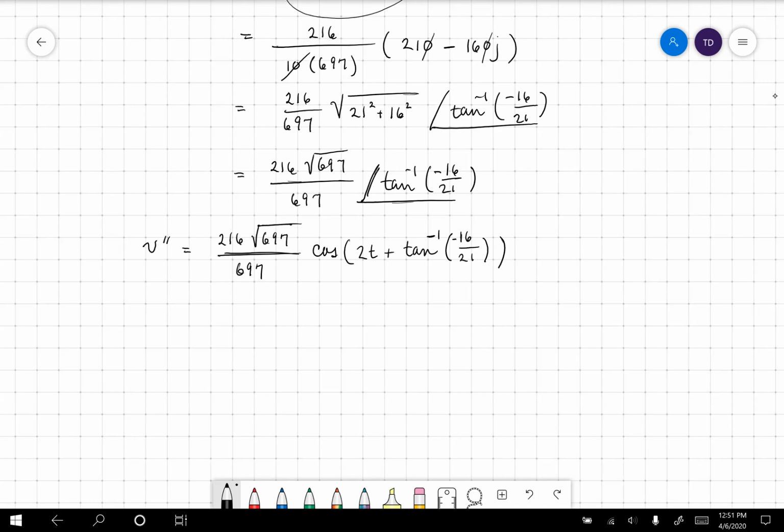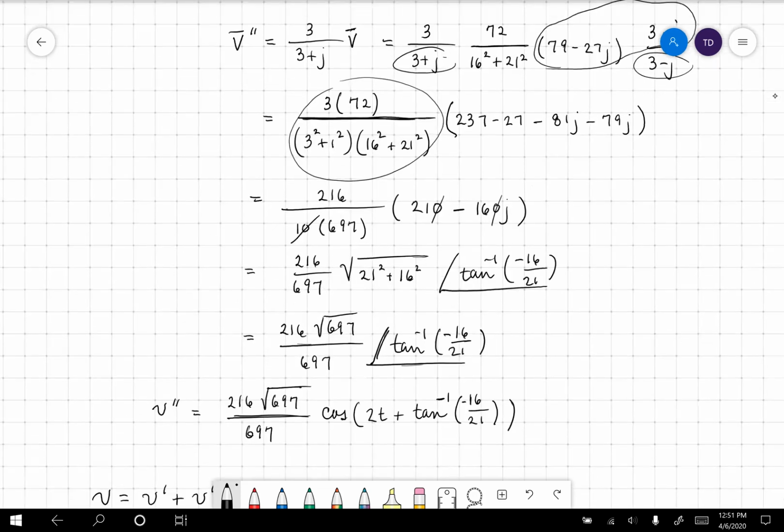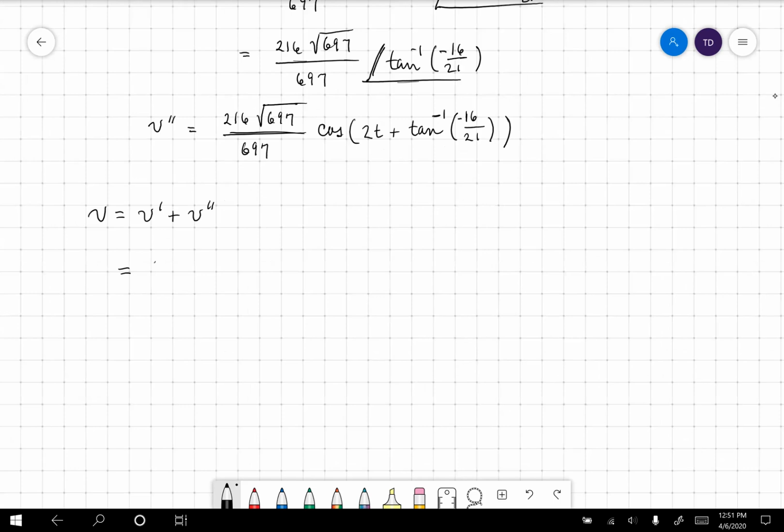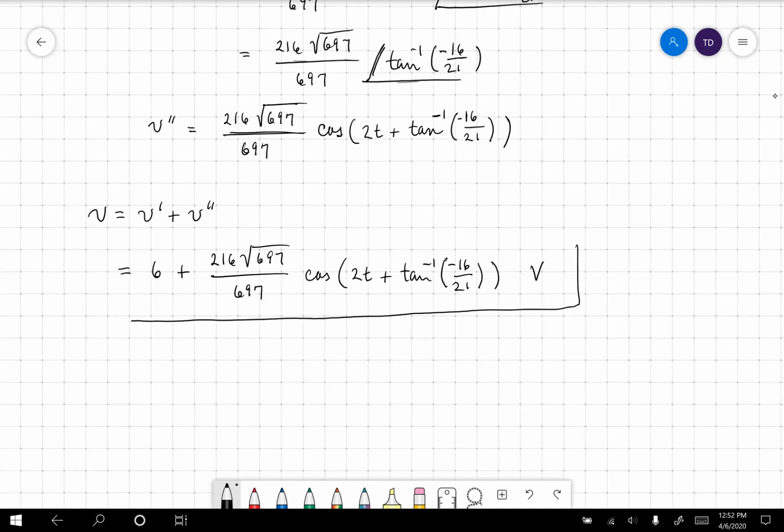No, we need to add V prime. Perfect. V equals V prime plus V double prime equals, I think we got, was it 6? Yeah. Thank you. 6 plus 216 root 697 over 697 cosine of 2t plus tan inverse of minus 16 over 21 volts. There it is.